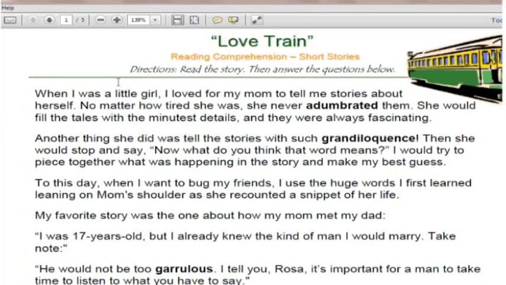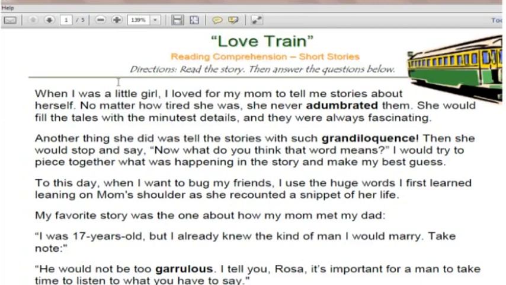Here I begin. When I was very little, I loved for my mom to tell me stories about herself. No matter how tired she was, she never adumbrated them. She would fill the tales with the minutest details, and they were always fascinating. Another thing she did was tell the stories with such grandiloquence. Then she would stop and say, "Now what do you think that word means?" I would try to piece together what was happening in the story and make my best guess. To this day, when I want to bug my friends, I use the huge words I first learned on mom's shoulders as she recounted a snippet of her life.